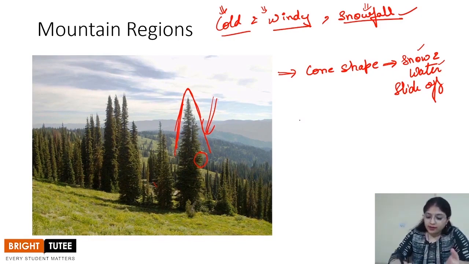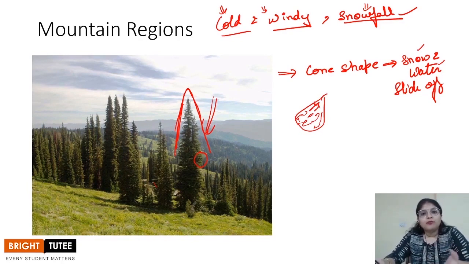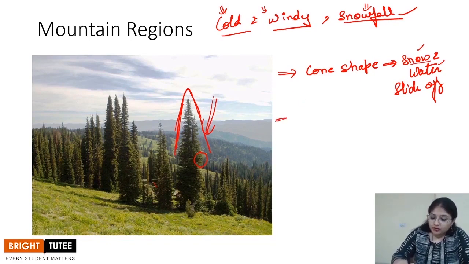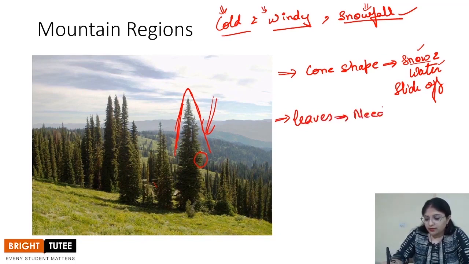Suppose the leaf were large and there was snow covering the leaf, what would happen? The leaf won't be able to perform photosynthesis and the plant might eventually die. So because of the needle shape and the cone shape, specifically because of the cone shape of the plant or the tree, the snow slides off, right? Then, to preserve itself against the windy environment, the leaves are needle shaped, right?